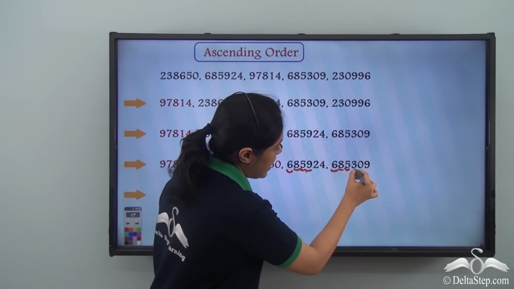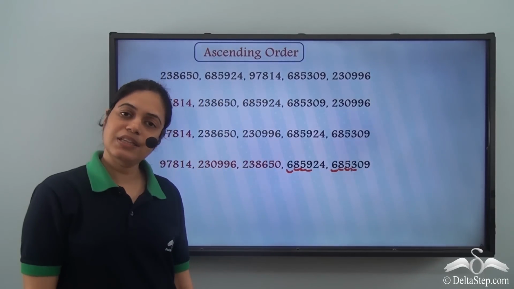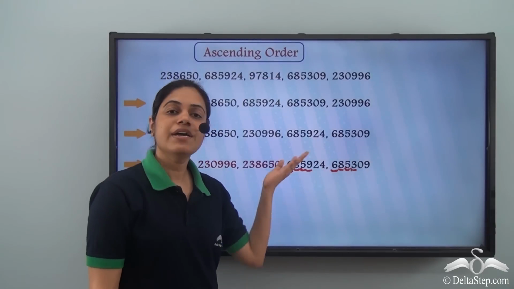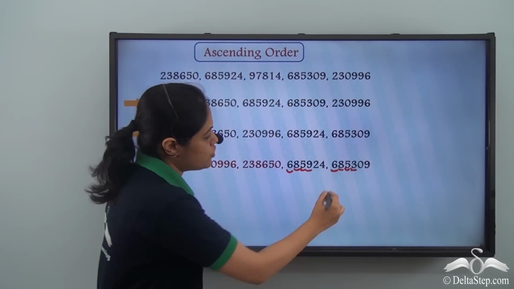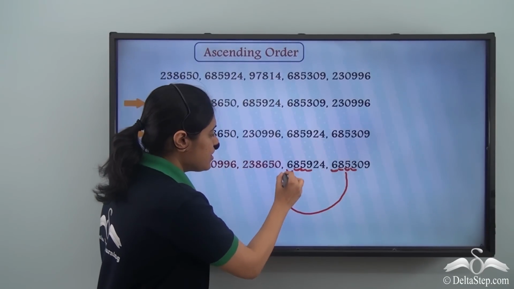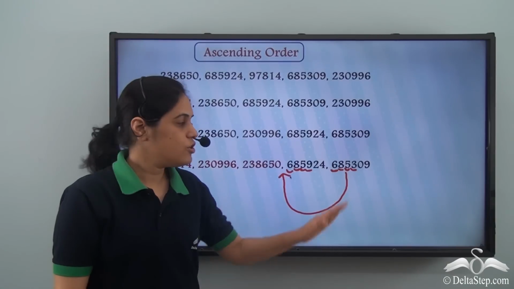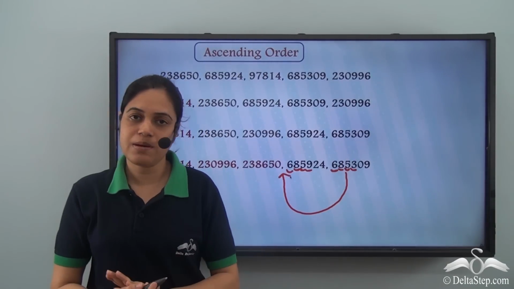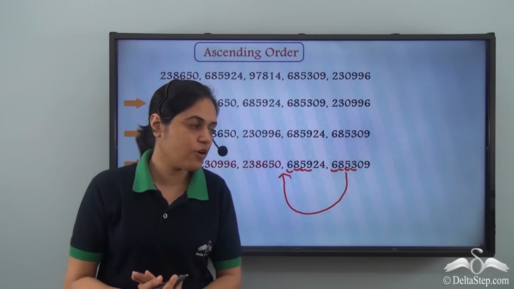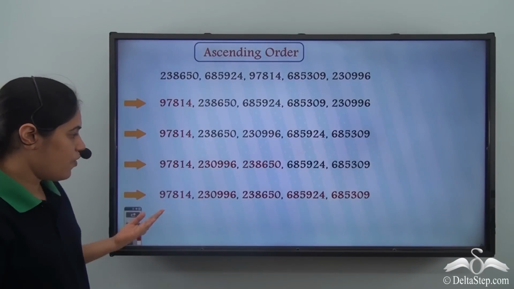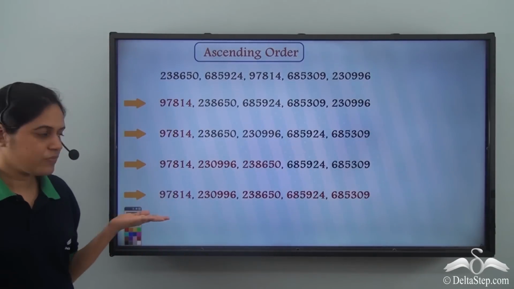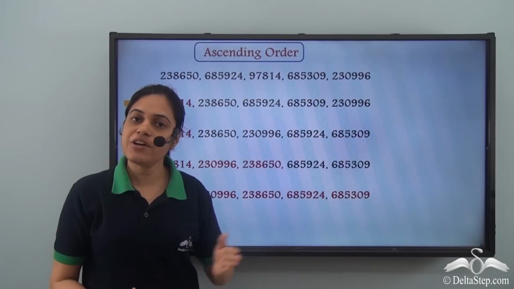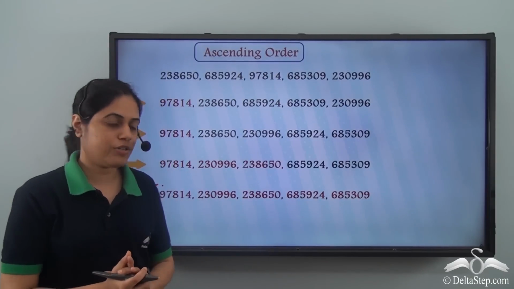The next digit is 9 here. And it is 3 here. Now 3 is smaller than 9. So this number will be smaller than this number. So it will come before this number when I arrange in ascending order. So this is how I can write the numbers. So these are the numbers arranged in ascending order.